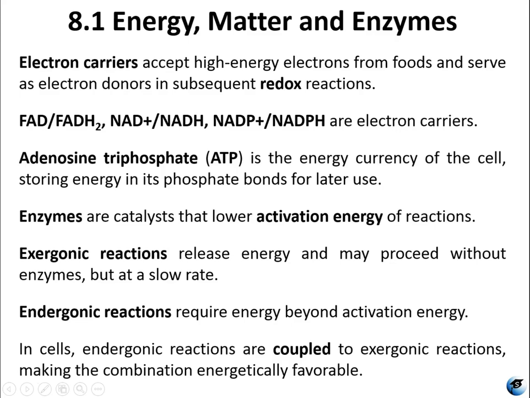Enzymes are catalysts. Catalysts lower the activation energy that's required. So this is the energy that's required to activate a reaction to make something form products. Exergonic reactions are ones that release energy, and they can proceed without enzymes, but they're usually at a very slow rate. Endergonic reactions require energy beyond that of the regular activation energy, so they absolutely do need enzymes. In cells, endergonic reactions are usually coupled to exergonic reactions, which can also help reduce the activation energy that's needed. So exergonic releases, endergonic requires.